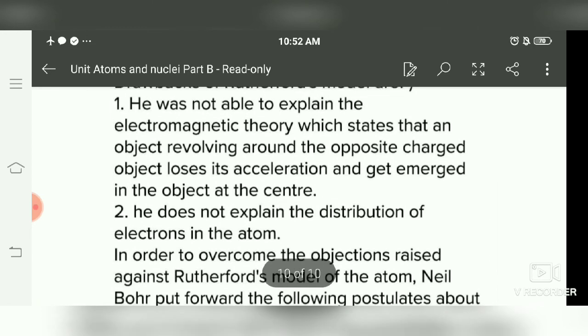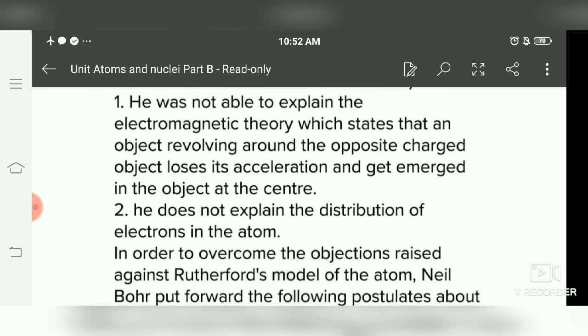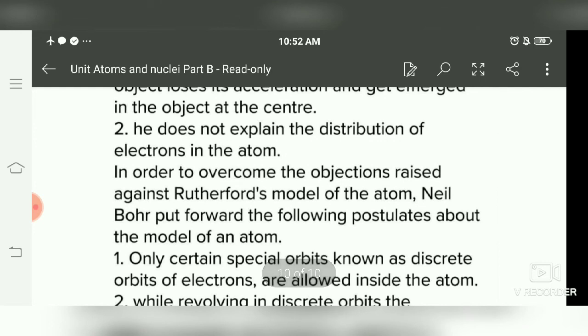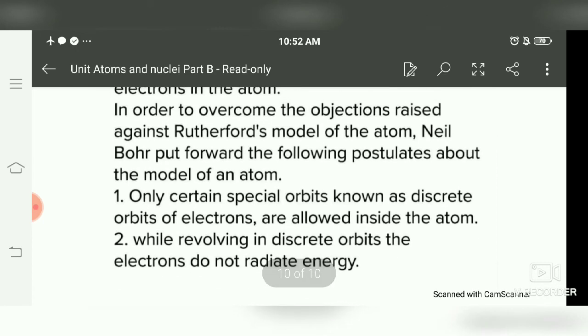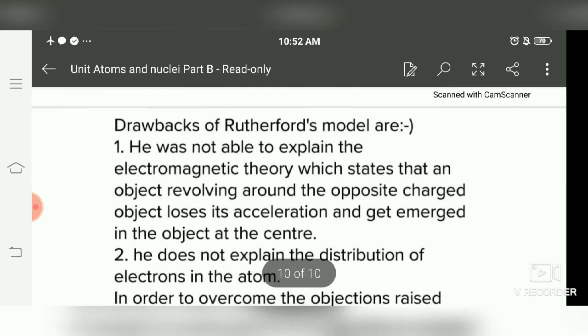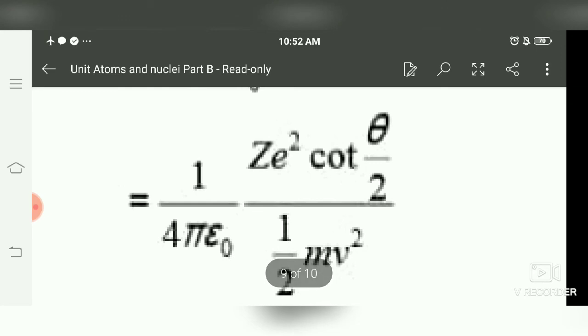There are a few drawbacks. He was not able to explain that an electron is a charged particle accelerating around the nucleus, and according to general theory a revolving charged particle must emit radiation, lose its energy with time, and at last collide with the nucleus, so the atom would not be stable. But he was not able to explain the stable structure of the atom. Secondly, he didn't explain how the electrons are distributed in shells or orbits. These were a few drawbacks of the Rutherford model, which were overcome by Bohr's atomic model.